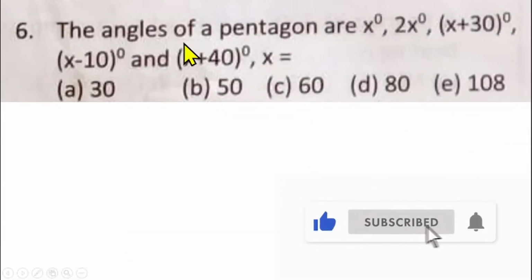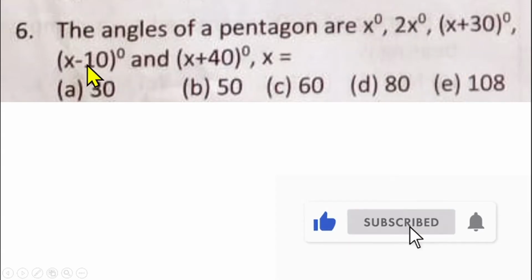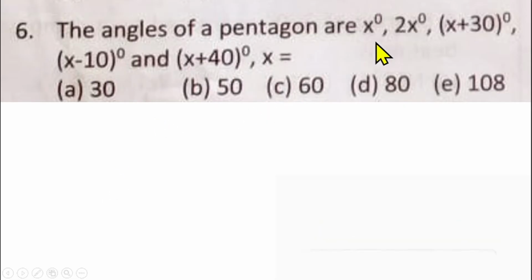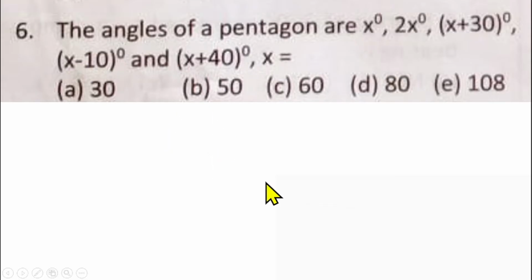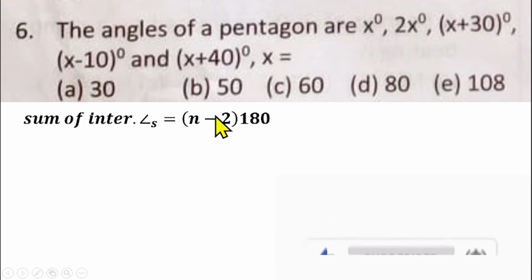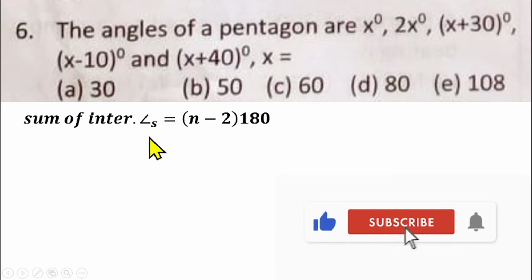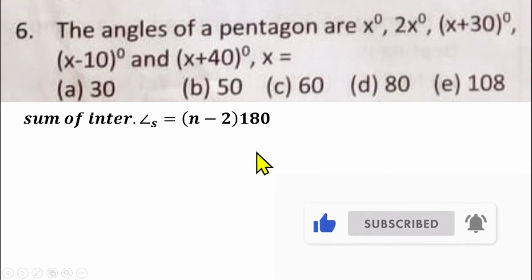Question number 6 is also on a polygon. The angles of a pentagon are x, 2x, x plus 30, x minus 10, and x plus 40. We have to find x. If these are angles of a pentagon, then if you sum these angles together, it should give us the sum of angles in a pentagon. We know that the sum of interior angles of a polygon is n minus 2 multiplied by 180. We just used this recently, I think, under question number 3 or question number 4.